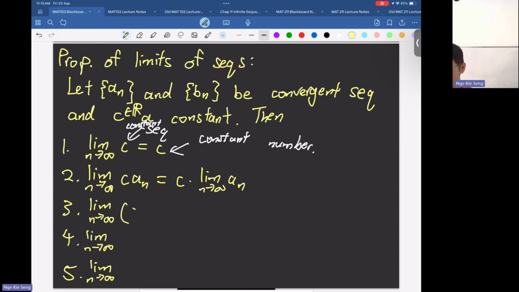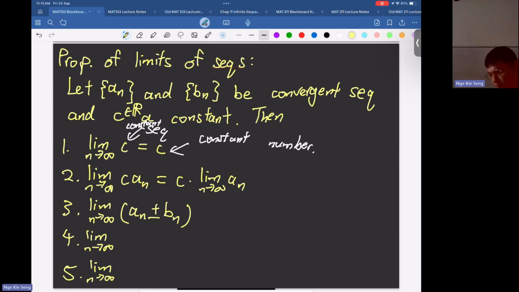Then what else? I can add two convergent sequences together, add or subtract. Subtract is just addition of a negative b_n, so both of them are addition. So what's this limit? You want to guess? Does it converge first of all? And if it converges, to what?